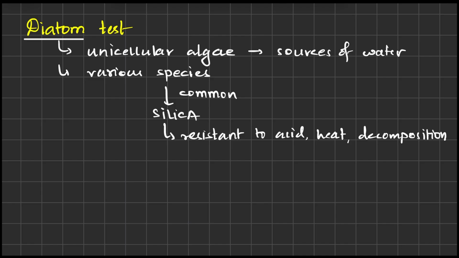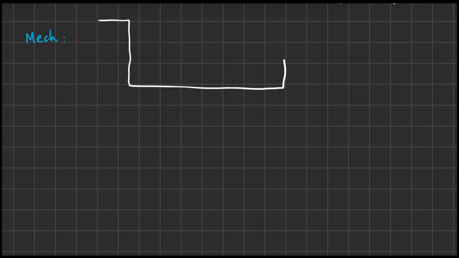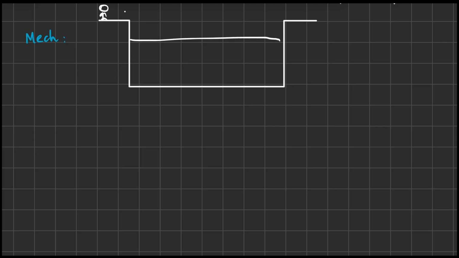This is a very important point and really significant for diatoms test, and I'll tell you exactly where this point holds significance. But before understanding the test itself, you need to know the mechanism or the relationship between drowning and diatoms. So here is the body of water, let's say a lake. And this is me beside the lake. I accidentally fall into this lake.